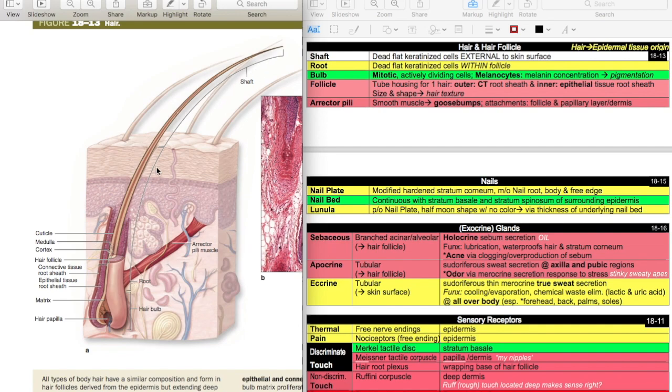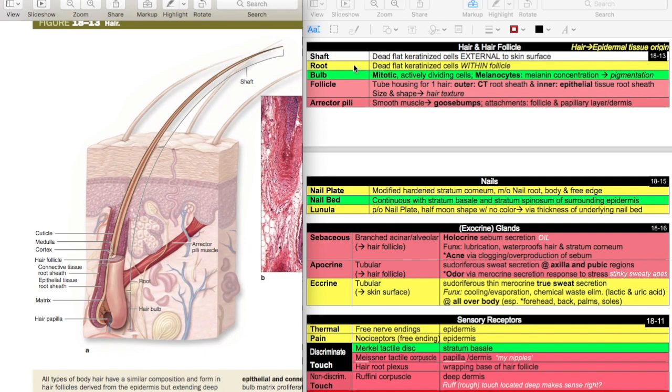The root of the hair, on this diagram here, is a lot of area. All the way up to the surface of the skin is technically the root. They are dead, flat, keratinized cells, but they are still within the hair follicle, still inside the skin. Once it penetrates the skin and is outside in the world, it is the hair shaft. That's in this little cell in this table here. It's in white because yellow is epidermis, so white is not epidermis. It's in the outside world.